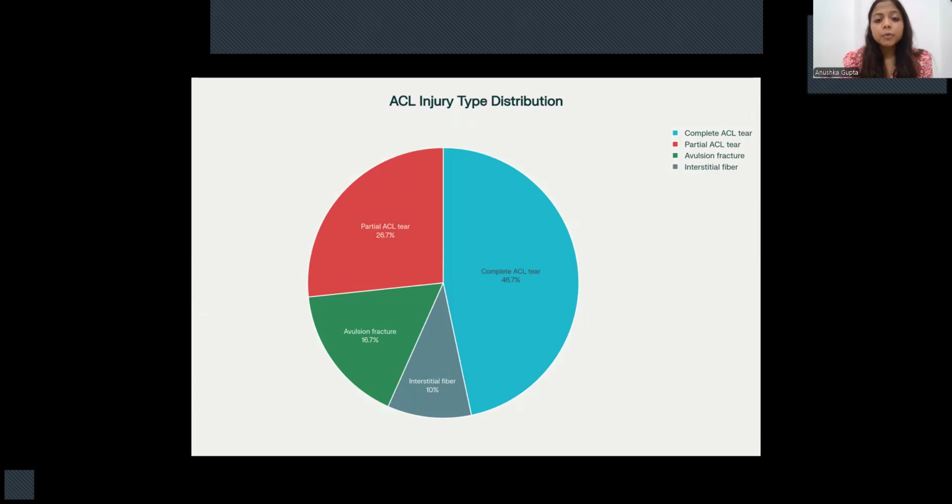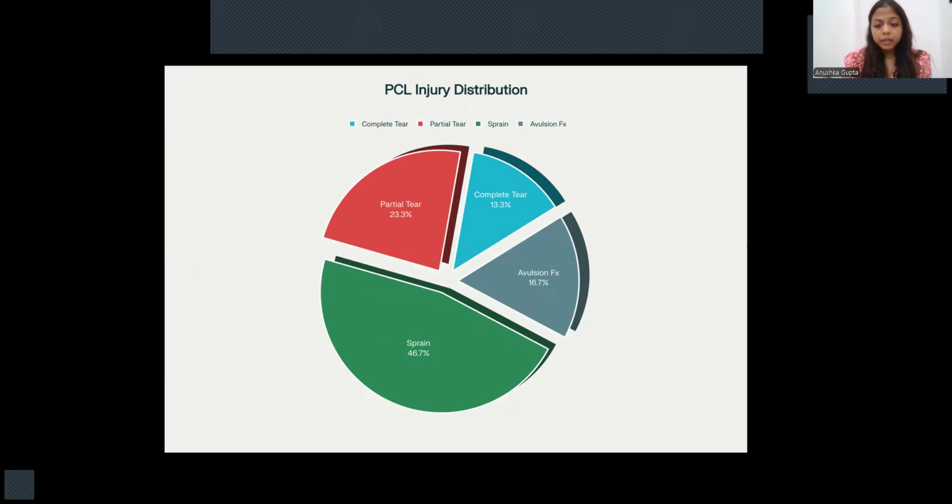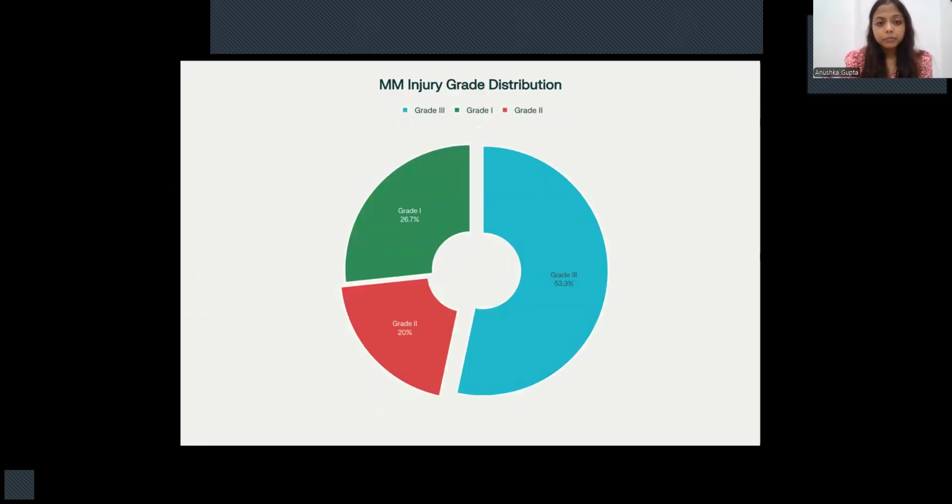ACL injury types, we could find that complete ACL tear was most common, seen in 46.7% of people among the 30 patients, and then followed by partial ACL tear, then avulsion fracture, and then interstitial fibers. Then PCL injury distribution, the most common finding was sprain. Partial tear was second most common. Then complete tear and avulsion fractures were seen.